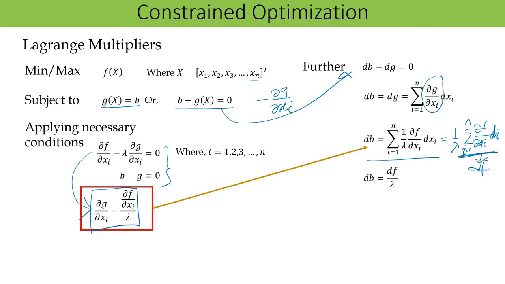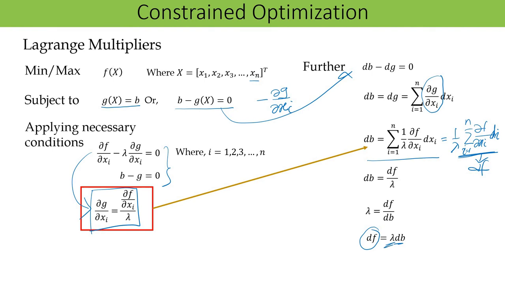Okay, so this is your df, the total derivative of f. If I put df, then I'm getting db equal to df by lambda, or lambda equal to df by db. So what does it mean basically? That I can find out the change in the optimal function value if there is a change in the constraint value by db. So if the constraint value is changing by db, then I can find out the value of df, depending upon this lambda.